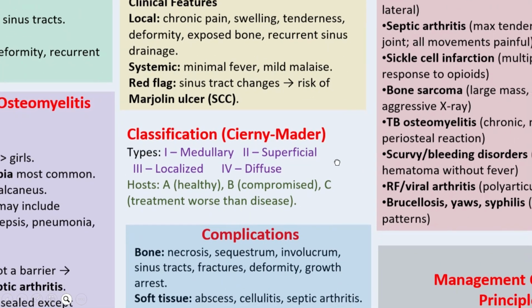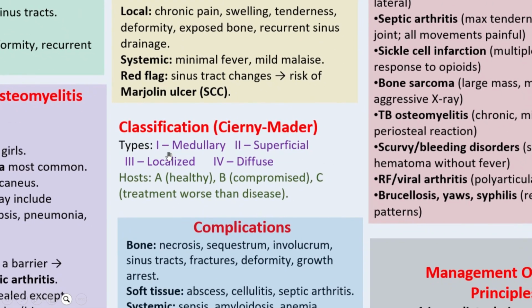Then we have a classification of chronic osteomyelitis where we have type 1, where it's medullary, type 2, where it's superficial, type 3, where it's localized, type 4, where it's diffuse. And then when it comes to the host, we have type A, where we have a healthy host, type B, where we have a compromised host, and type C, where the treatment that we're going to give for the osteomyelitis is worse than the disease.